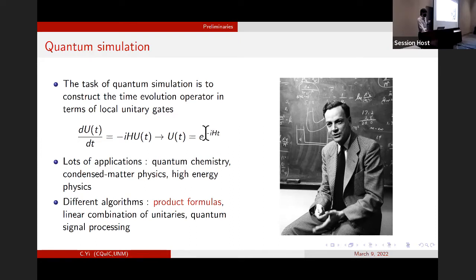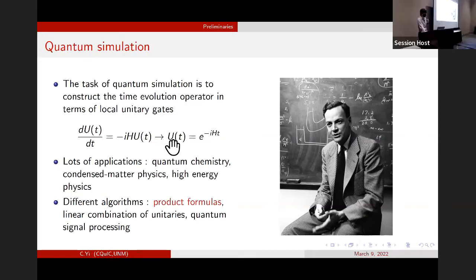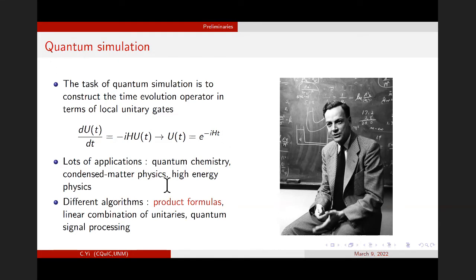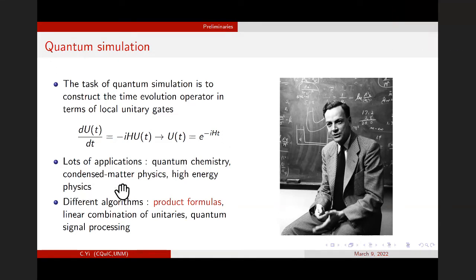There are a lot of reasons why we care about this task, because it has a lot of applications. For example, in quantum chemistry and condensed matter physics, we can use it to predict the properties of some material. In high energy physics, we can use it to simulate lattice gauge theory.